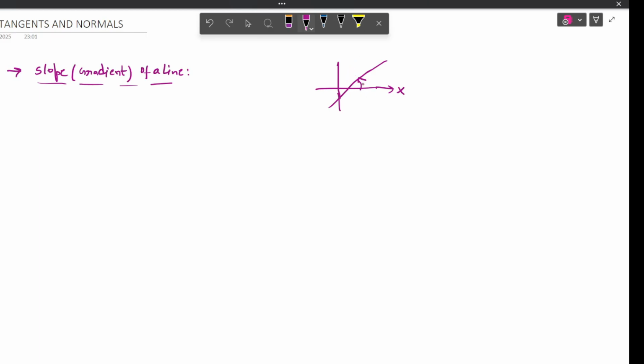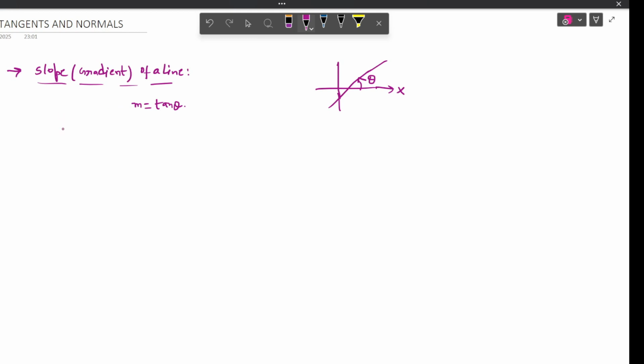Okay, then the angle would be positive, and if you move clockwise then the angle would be negative. Okay, now this is called your slope, and this slope is given by m equals tan theta, and theta is the angle which a line makes with the positive direction of x-axis in anti-clockwise sense.